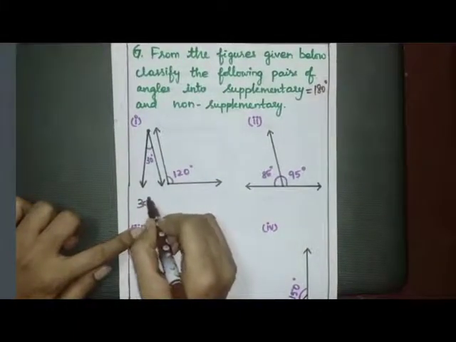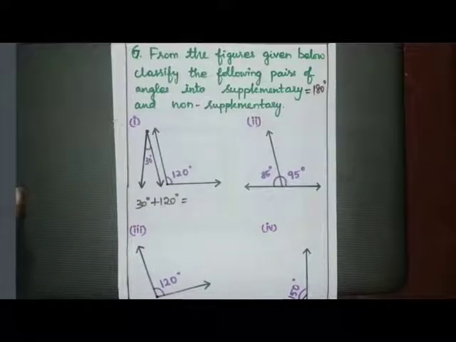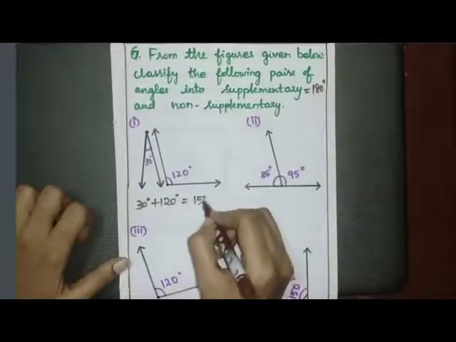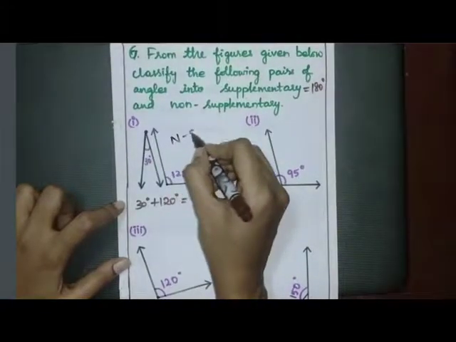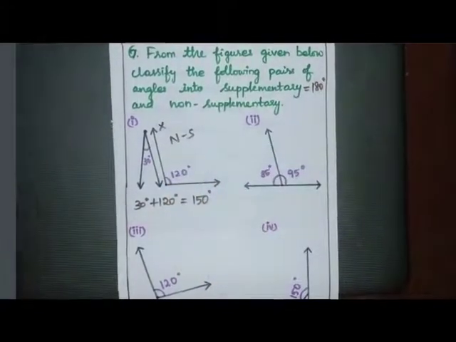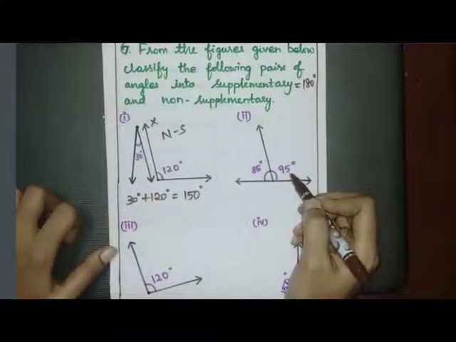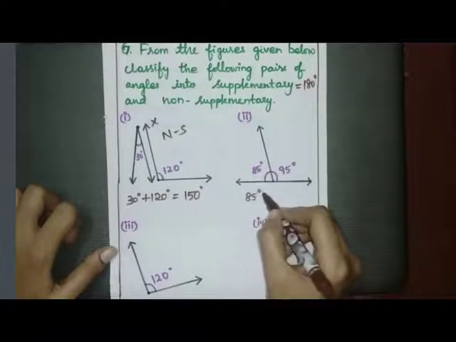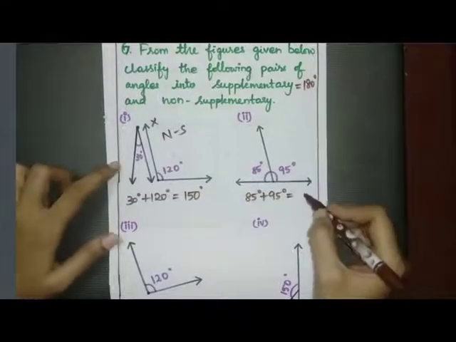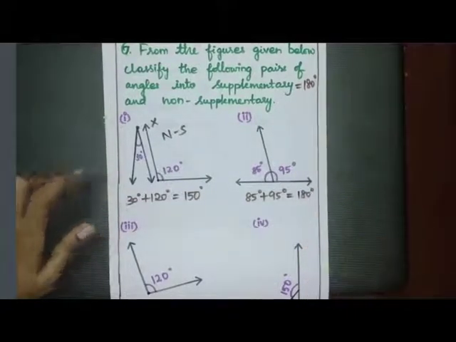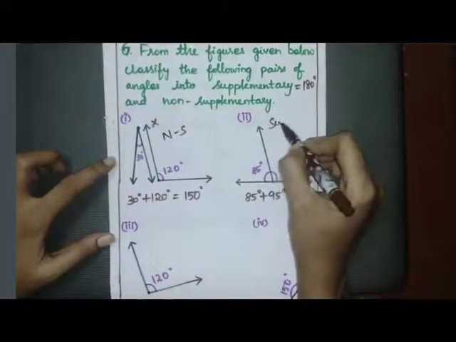First angle is 30 degrees, next one is 120 degrees. 120 plus 30, yes, 150. Not equal to 180 degrees, so this one is non-supplementary. So this one is not a supplementary angle. Next one, 85 degrees plus 95 degrees. 85 plus 95, what is the answer? Yes, 180 degrees. So this pair is supplementary. The two angles are supplementary to each other.